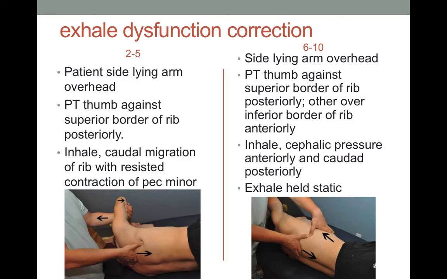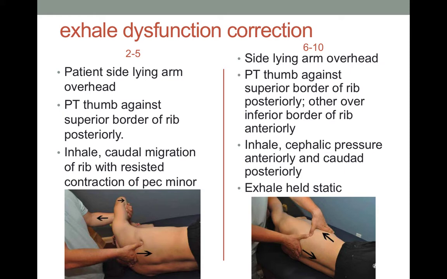This technique will also be practiced in lab. A manual technique for exhalation dysfunction. If a person has an exhalation dysfunction where the rib cannot move up during inhalation, we simply ask the patient to inhale and use the upward pull of the pectoralis muscle to assist in the upper ribs.